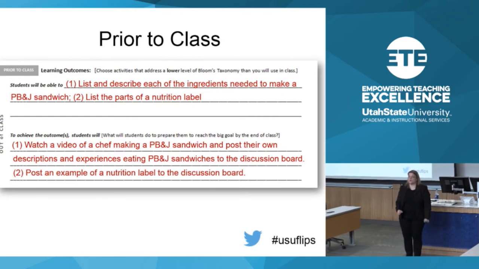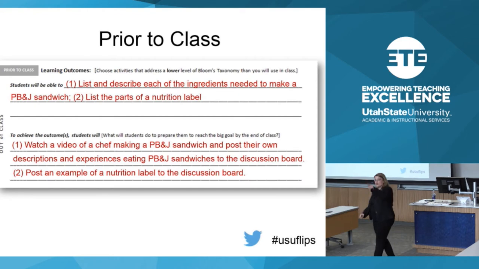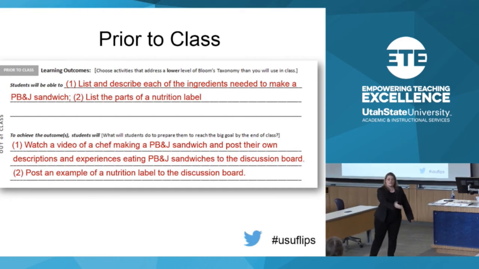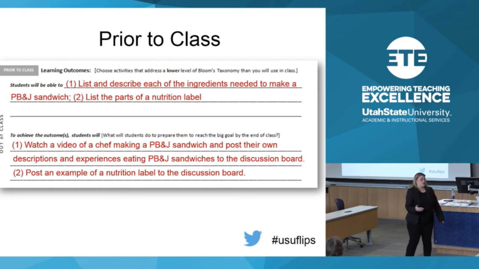This is critical. If you want students to do the pre-class work, you've got to give them something that is visible, tangible, specific, measurable, and something that you can grade. Okay? That's very important. I'll tell you a story. If you just say, hey, I want my students to read chapter 2.